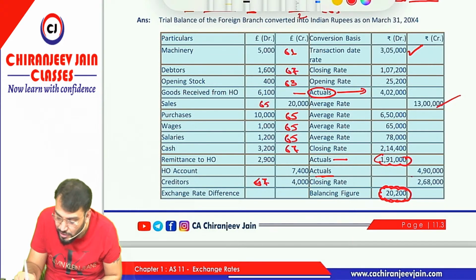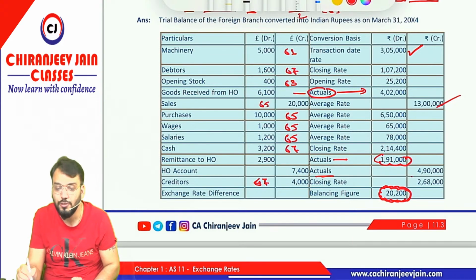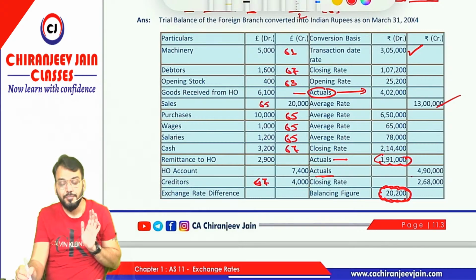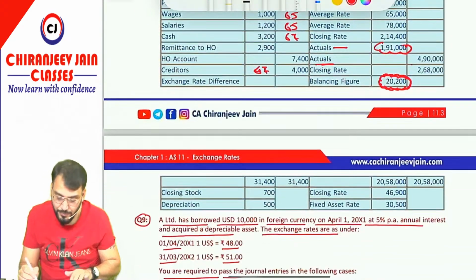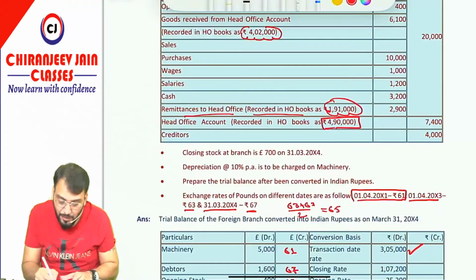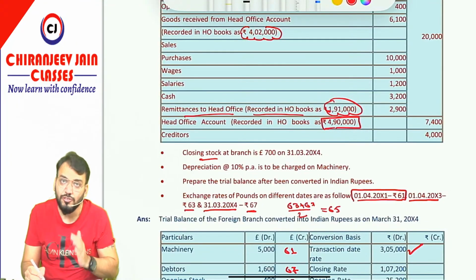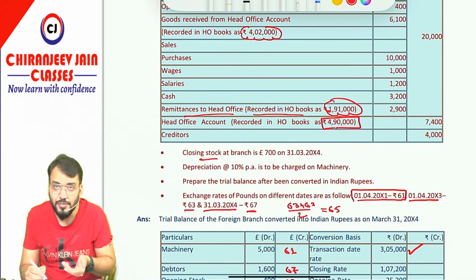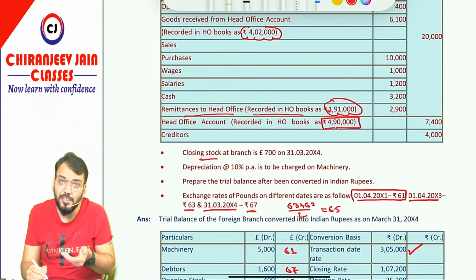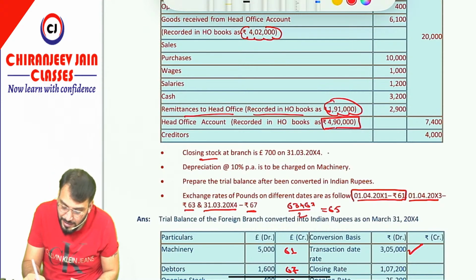So we have an exchange loss of 20,200. Yes sir, correct. Now you can see they have given closing stock outside the trial balance. So whatever comes outside the trial balance, you record outside the trial balance only, but this will be translated by using the closing rate, that is 67.